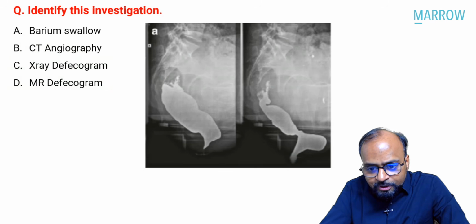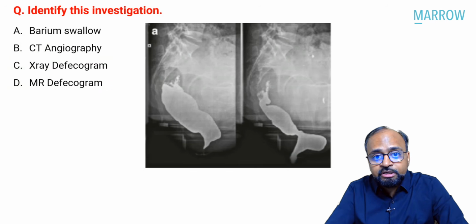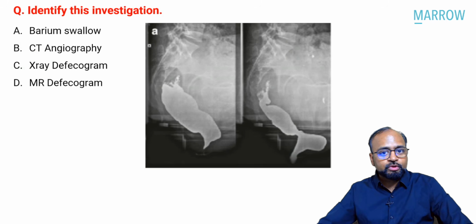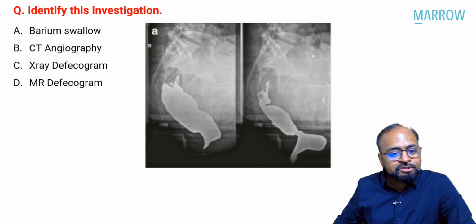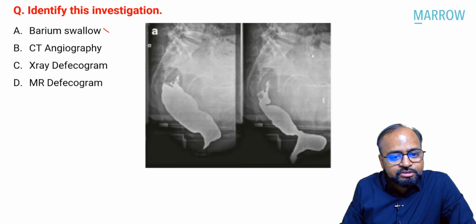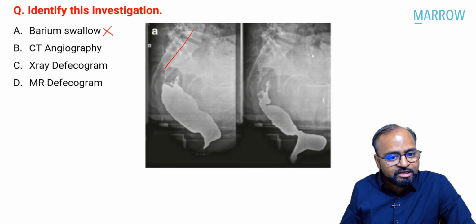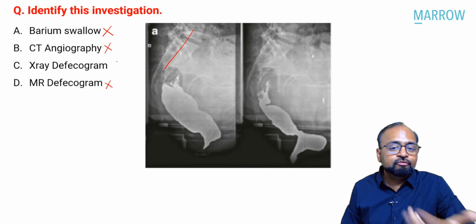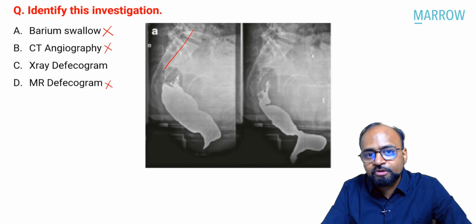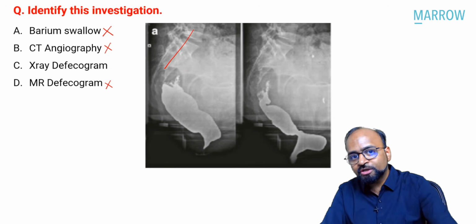So if you look at this particular image, it looks like a barium enema, because you see the contrast within the colon and the rectum, but barium enema is not in the options. What is in the options is barium swallow. This is definitely not barium swallow, because you are able to see the lumbosacral spine there. This is not a CT image. This is not an MR image. Therefore, what is left is an X-ray defecogram. So this is a conventional modality.